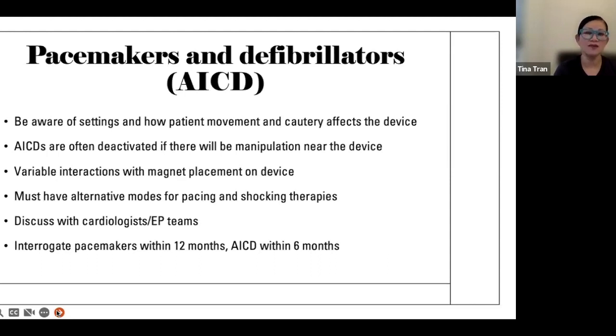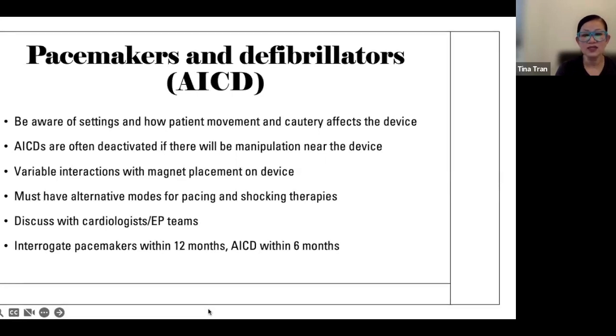Magnets do not always deactivate or set a pacemaker to a certain rate. It depends on the pacemaker, sometimes on the manufacturer. So knowing what it does with a magnet is also valuable information for the pacemaker or defibrillator. Having this discussion with the cardiologist and the electrophysiologist.